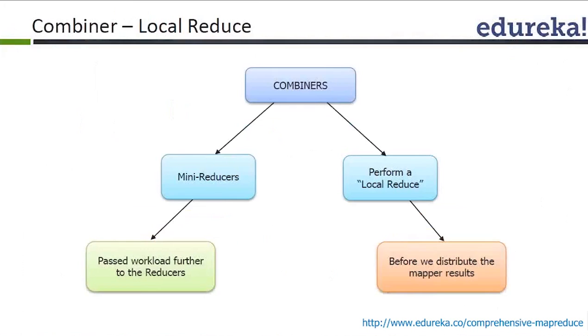So see over here, combiners are considered as mini reducers. Why? Because they reduce the work of your actual reducer. This is done before the workload is passed on to the reducer. They do a local reduce on the map side. So wherever the mapper is running, the combiner would be running over there. And this is done before they distribute the map results. So what happens, instead of saying car 1 and car 1 two times, you can actually do it as car 2. That is the significance of the combiner.